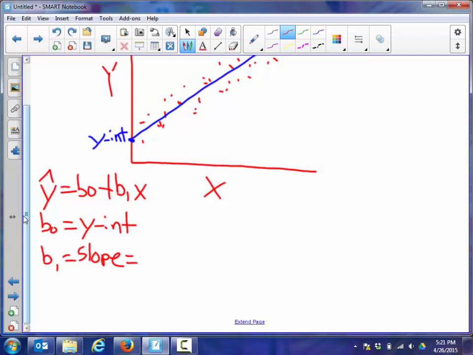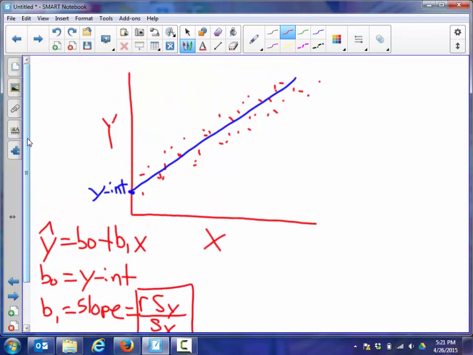Sometimes, as you guys have seen from your multiple choice questions, it may be present in a table of output that you need to interpret. But if you're given some numbers to work with, your slope is calculated as the correlation coefficient times the standard deviation in the y variable over the standard deviation in the x variable. Okay, again, that too is on the reference sheet.